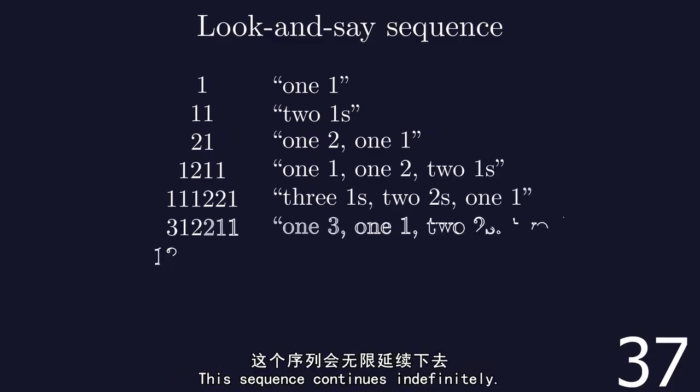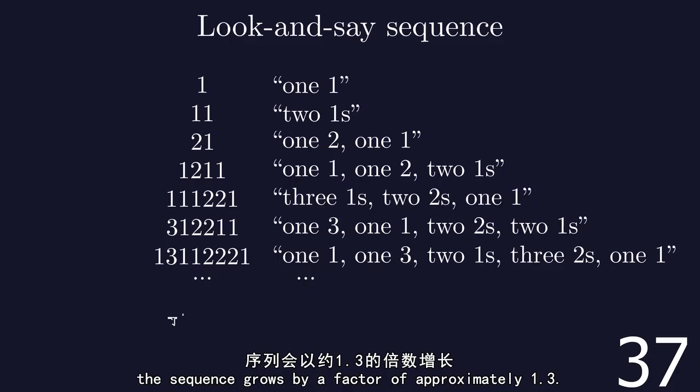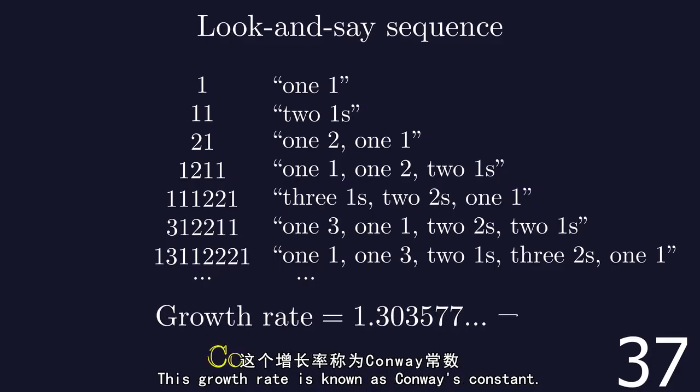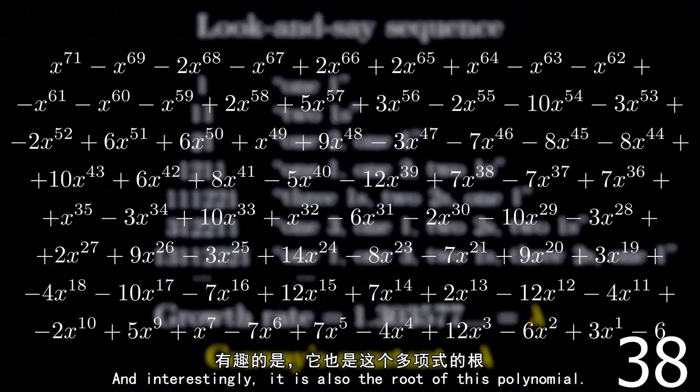This sequence continues indefinitely. On average, after each iteration, the sequence grows by a factor of approximately 1.3. This growth rate is known as Conway's constant, and interestingly, it is also the root of this polynomial.